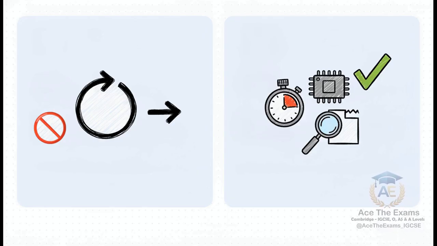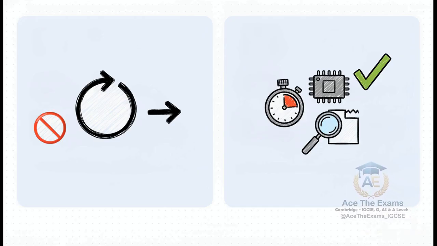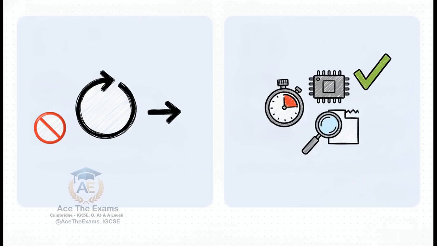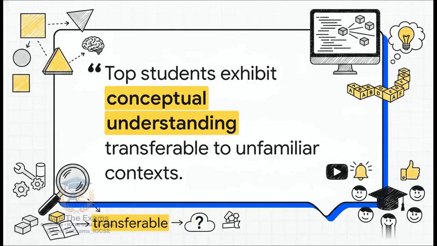A top-tier response demonstrates true evaluative thinking by explicitly linking these edge cases to the given system, showing the examiner exactly how the algorithm processes those specific hexadecimal extremes. That is exactly how you turn a generic, forgettable statement into a high-scoring analytical masterclass. As the Cambridge syllabus guidelines explicitly state, top-performing students exhibit connected, conceptual understanding, transferable to unfamiliar contexts.